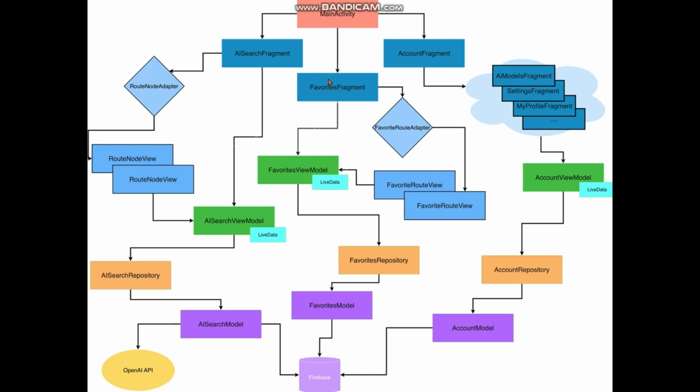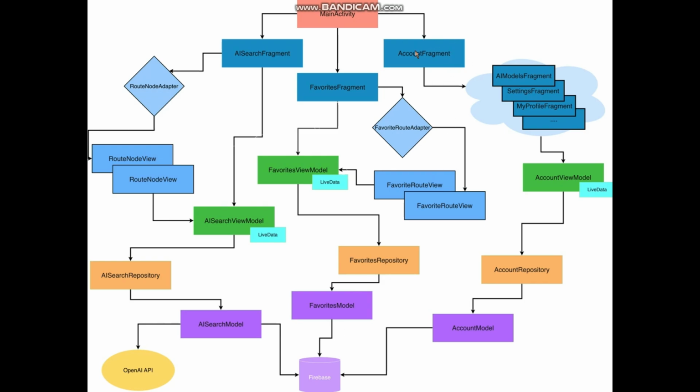Similar to AI search fragment, in favorite fragment, the user can view all the routes they've saved before. Since this is also a list of repeated items, we use favorite route adapter to display the list. The screen observes data from favorite view model. The view model manages the list state and handles user actions like deleting a favorite or renaming it. When data needs to be stored or loaded, the view model calls favorite repository. The repository is responsible for reading and writing data, and it uses Firebase as the backend storage.